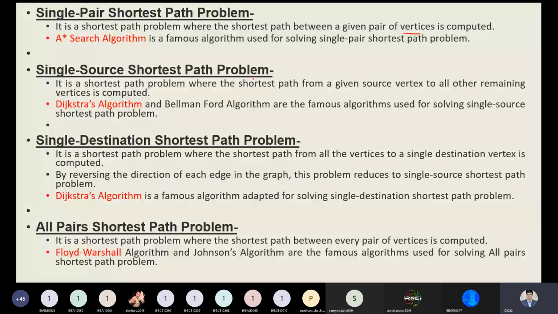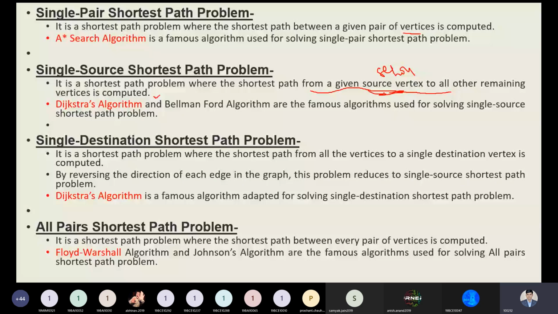Now we have the single source shortest path problem. What we need to do in this problem is that the shortest path from the given source vertex to all other remaining vertices is to be computed. This is the point we discussed in our earlier problem, where Golu wants to visit Delhi from CO. So the source vertex was CO, and he just needs to move to Delhi, but for the rest of the details he only knows about the connected cities.